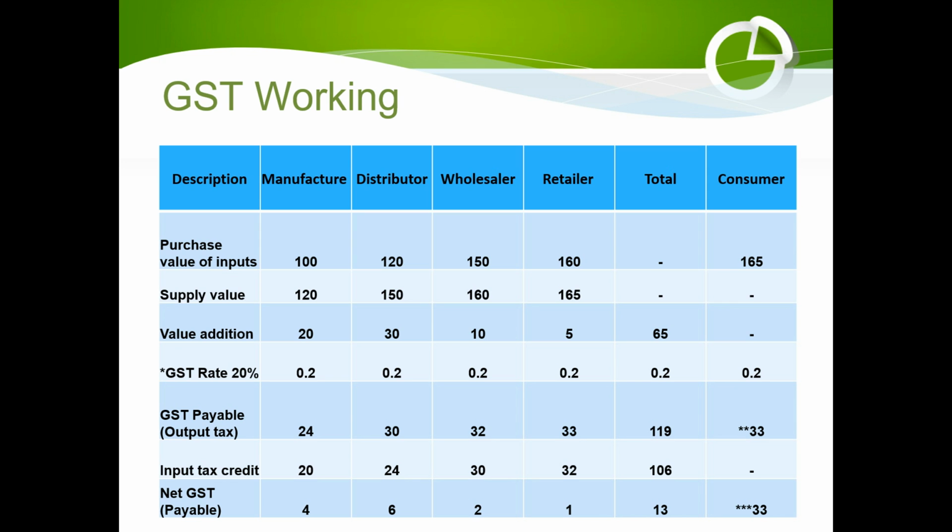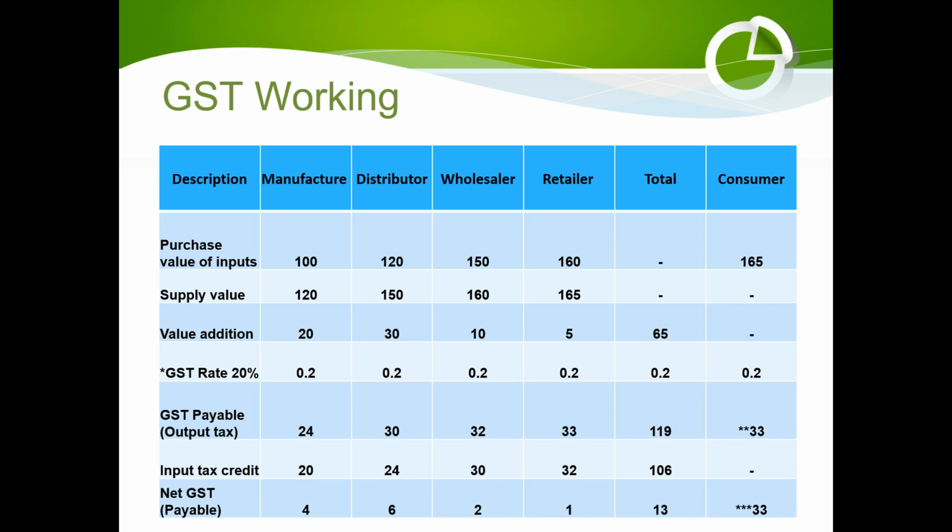First row, manufacturer. If the manufacturer purchases inputs worth rupees 100, that is his raw material, and he supplies those goods, meaning he sells those goods after processing, or directly, with a profit margin of rupees 20, that is 120. The value addition, that is the profit margin, is 20. GST rate is 20%, which we have assumed here. GST will be on the profit margin, that is 0.2.